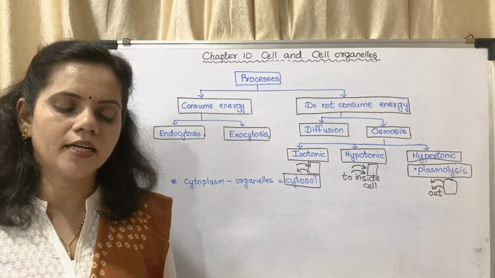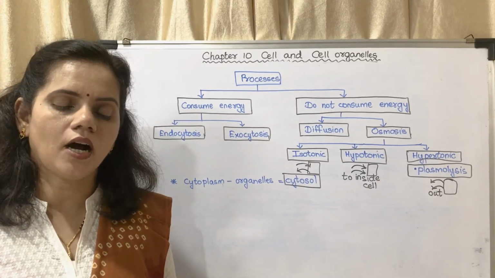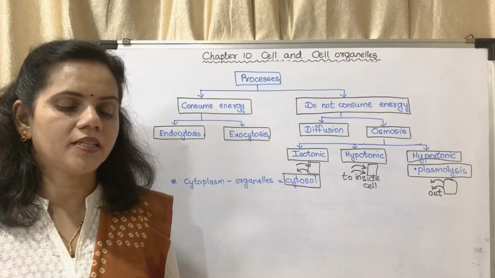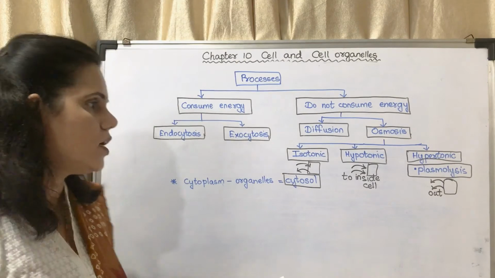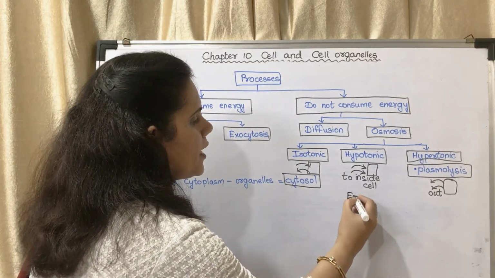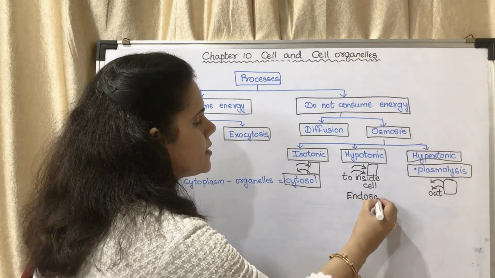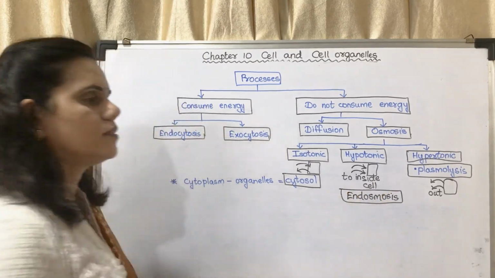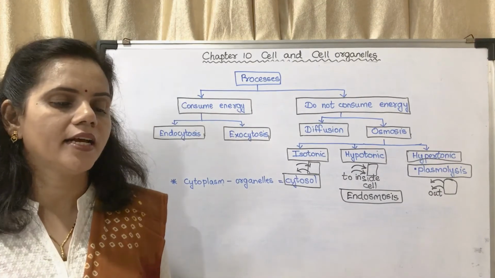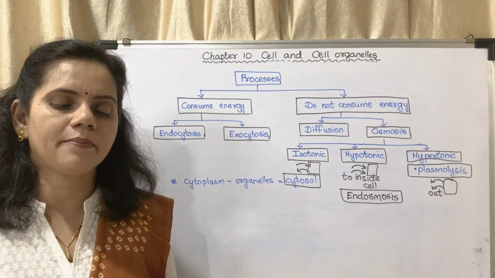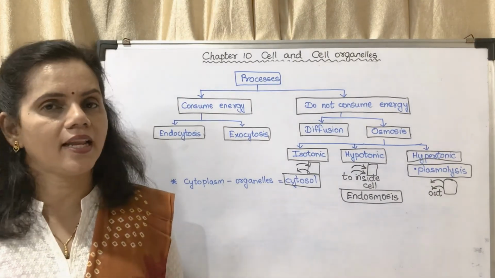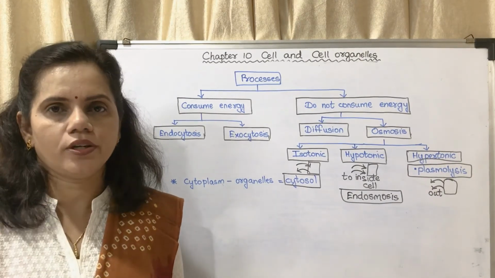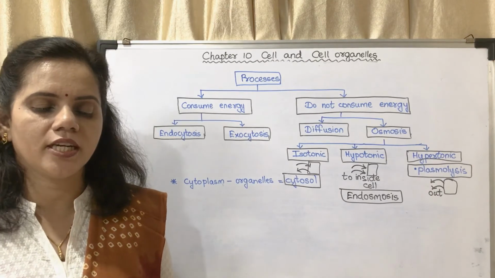Next is hypotonic. The cell has less water than the outside medium, so water enters the cell. This is called endosmosis. So the water is going inside the cell, and that is said to be hypotonic. Example, if raisins are kept in water, after some time they swell and become turgid. Turgid means intact.